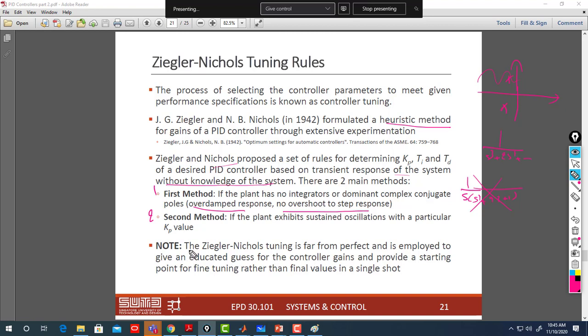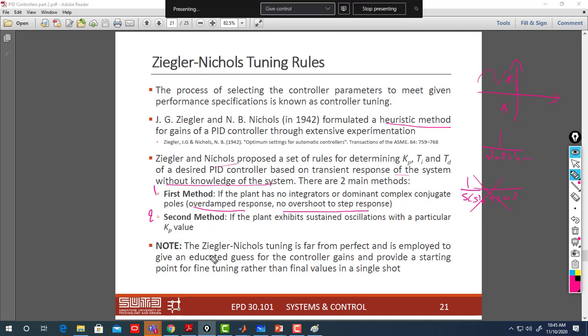Note that the Ziegler-Nichols method doesn't apply to each and every system. According to the experiments they did, that's their conclusion. It is conditioned on two things: the plant should have no overshoot, then apply the first method, or the plant should exhibit sustained oscillation with a particular Kp value. Does that mean I cannot apply it to every system? Yes, you cannot. But the majority of systems exhibit this behavior: they are critically damped or overdamped, or they have sustained oscillation with a particular Kp value. Most systems qualify.